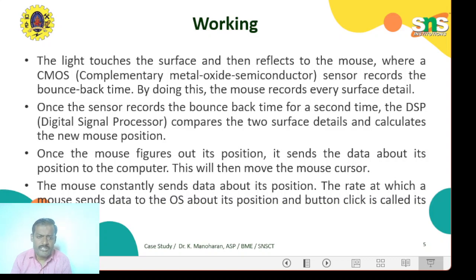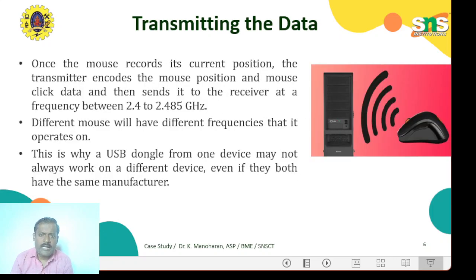The rate at which the mouse sends the data about its position and button clicks to the operating system is called the polling rate. Whenever we are moving or clicking, that information is sent to the system. The time taken for this depends on the response time. Now, transmitting the data, look at this diagram: the mouse sending the data to the system.